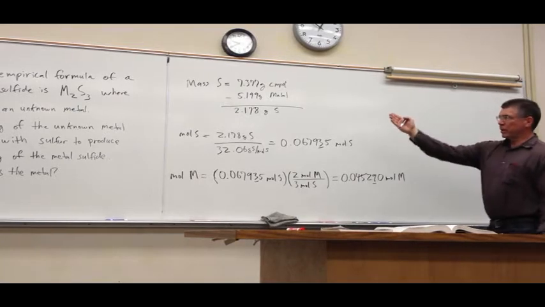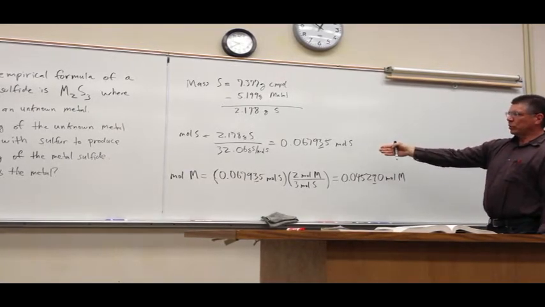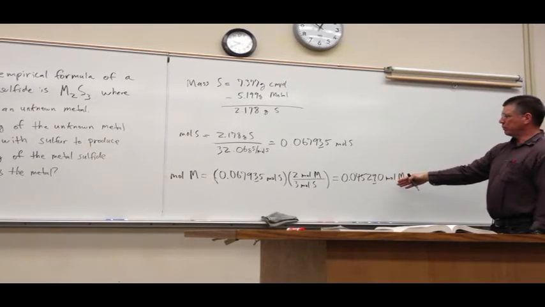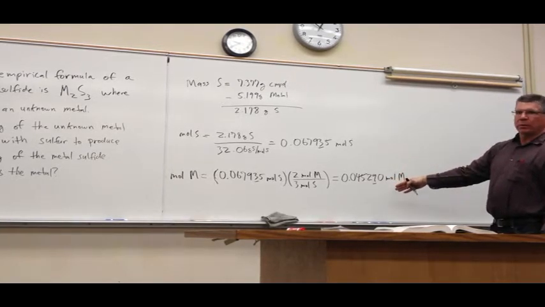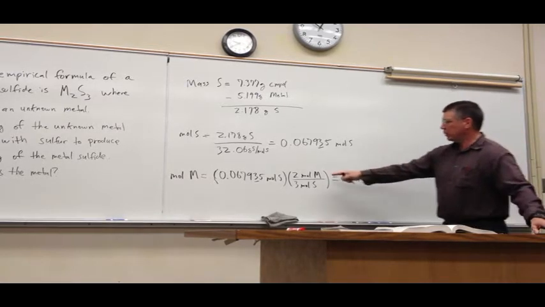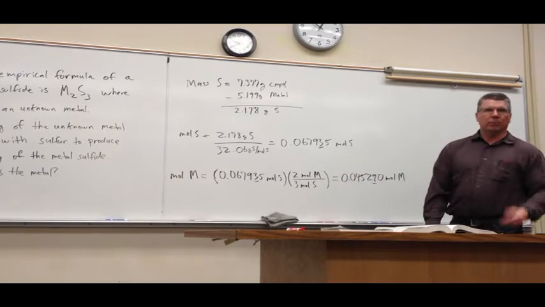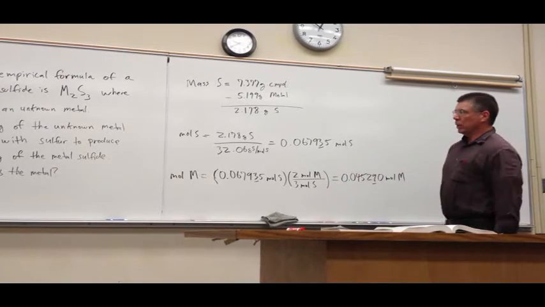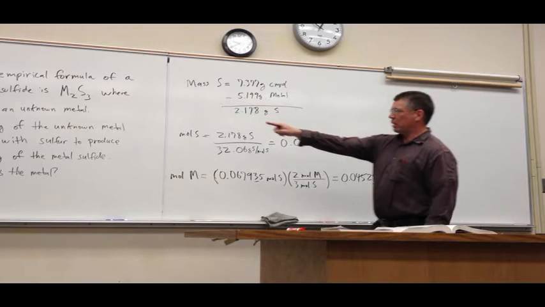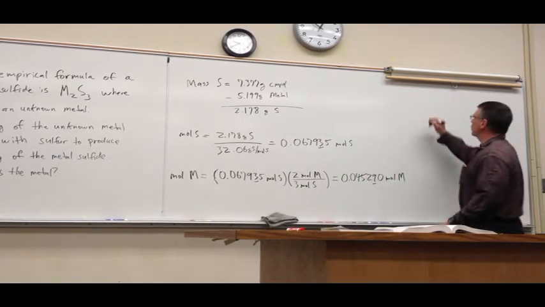All right, so we figured out how many grams of sulfur in that much compound, moles of sulfur in that much compound, moles of metal in that much compound. Make sense? Everybody see where we got the 2 to 3? It's from the empirical formula, right? Okay. So now all we have to do is take the mass of the metal, divided by the moles of the metal, that'll give us the atomic mass.